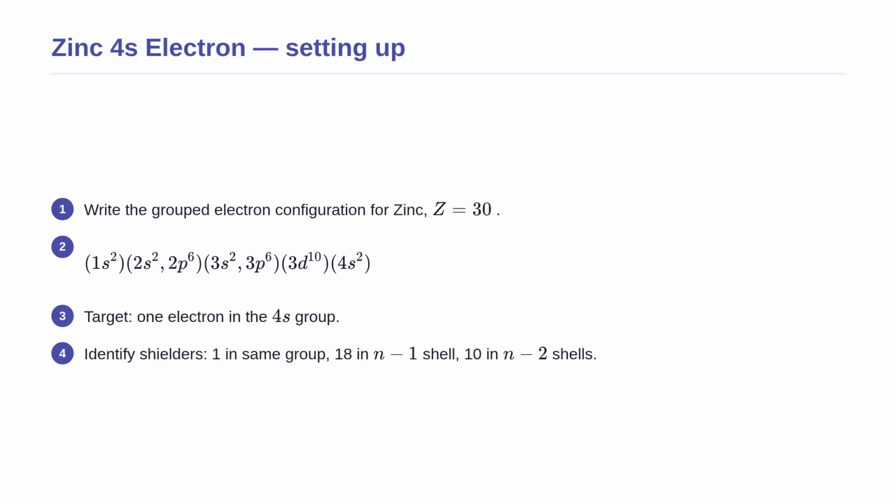Now that we have our rules, let us apply them to a real atom. We will calculate the effective nuclear charge for an outermost 4s electron in zinc, which has an atomic number of 30. First, we write the grouped electron configuration. Our target is one of the 2 electrons in the 4s group. This means the other 4s electron is in the same group. The third shell is our n-1 shell, containing 18 electrons. The first and second shells make up our n-2 groups, containing 10 electrons.